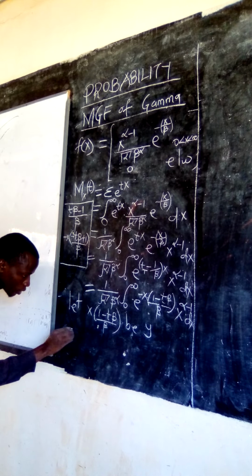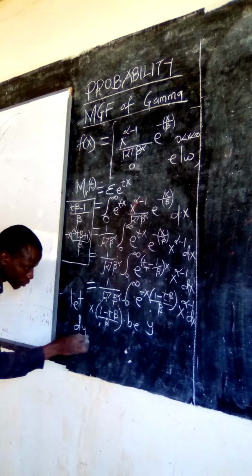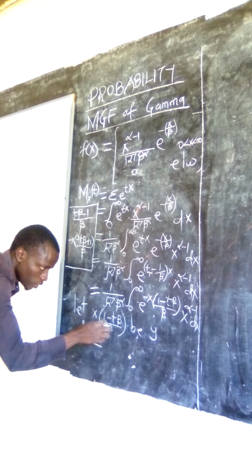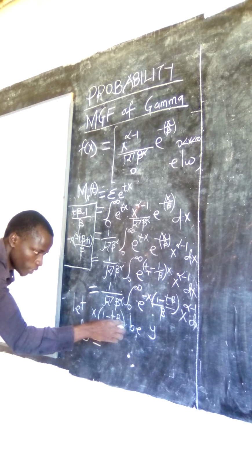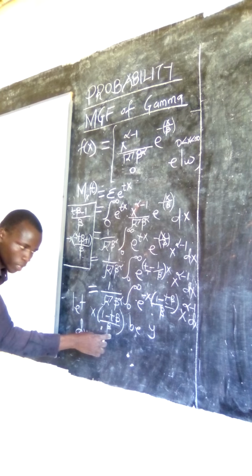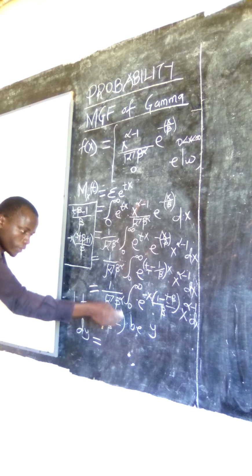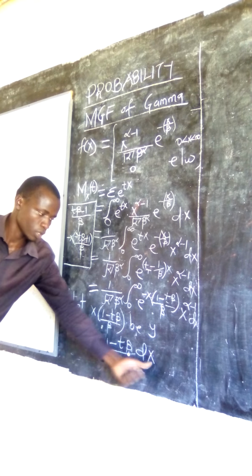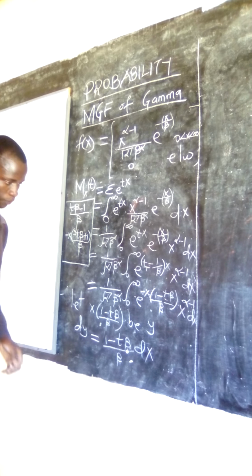Now after letting it be y, I can get my dy/dx. Therefore my dy shall be, I just differentiate the function of y, and when I differentiate x into (1 − tβ)/β, I end up having (1 − tβ)/β. So that is (1 − tβ) over β. Then, because I was differentiating with respect to x, you just add dx there.